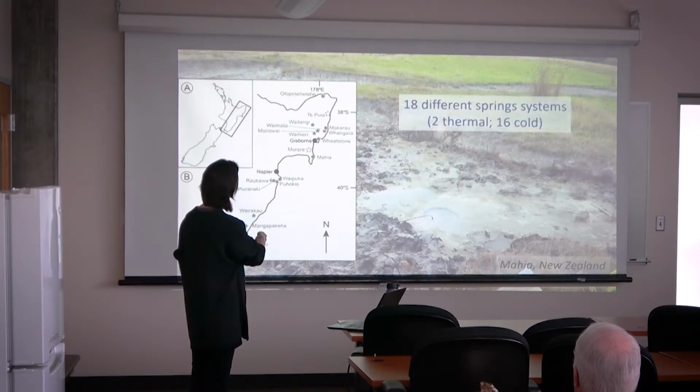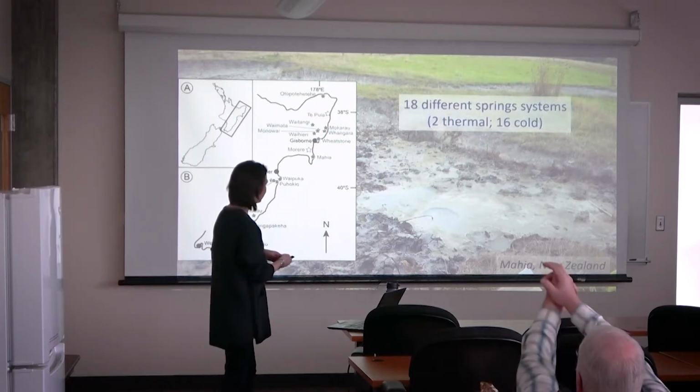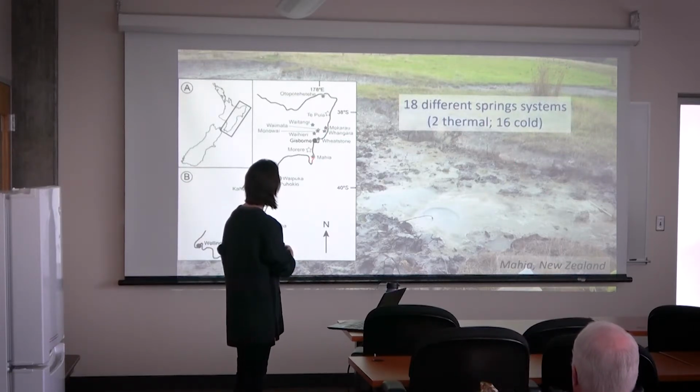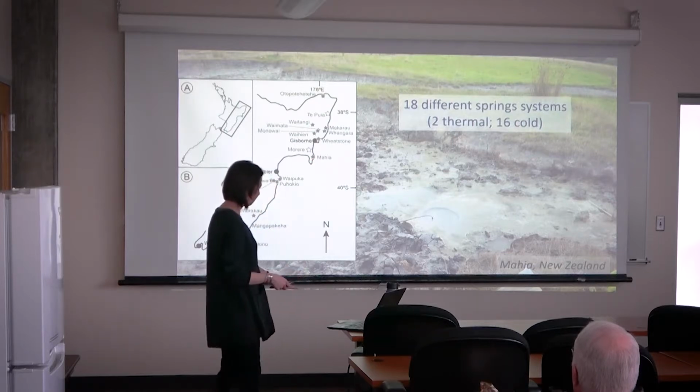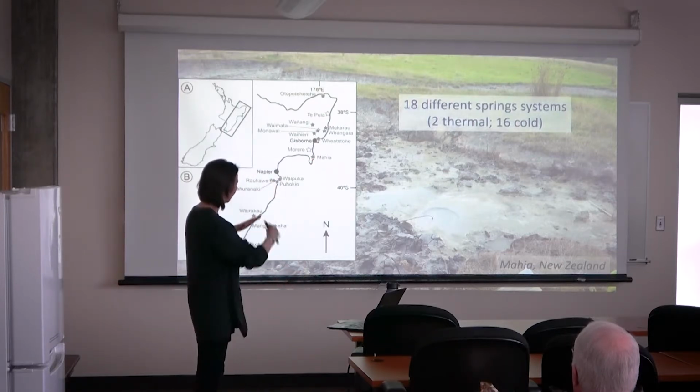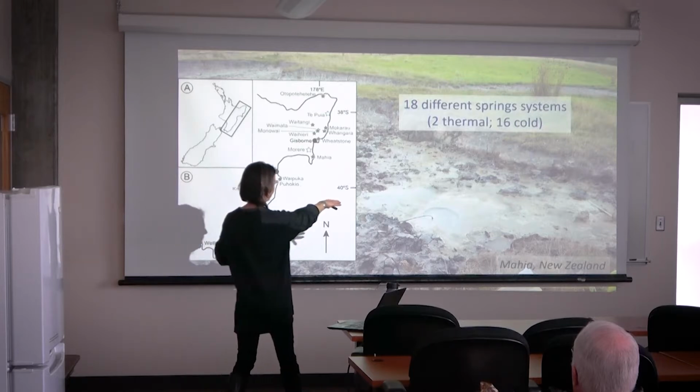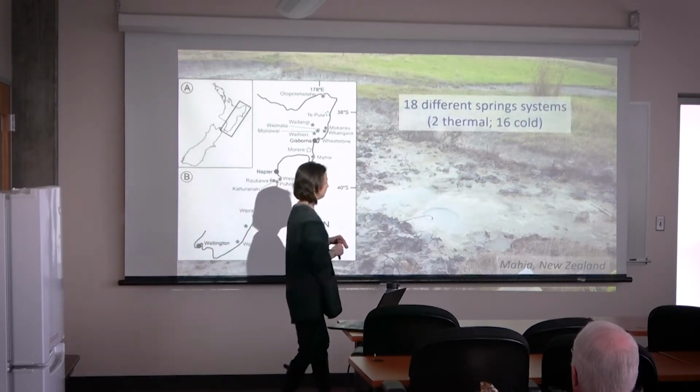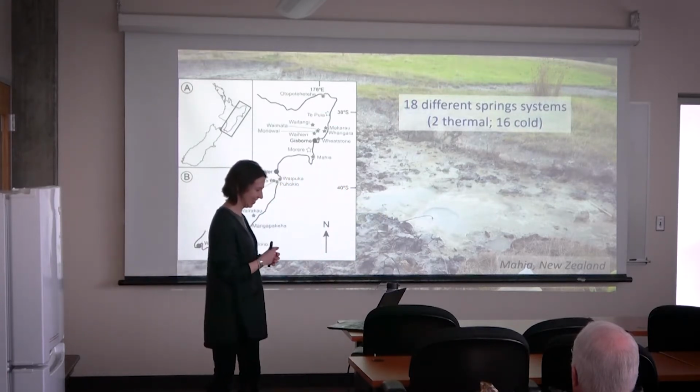Two of them are thermal, Tapuaeroa and Morere, shown in the open stars, and then 16 are cold springs, the gray stars. And this is what one of them looks like. This is Mahia, which is located here. Some of these have mud volcanoes with little edifices, and other ones are just bubbling mud pits in the ground.